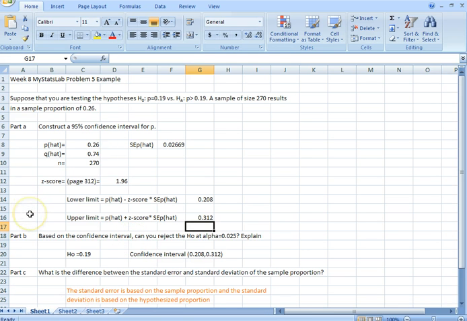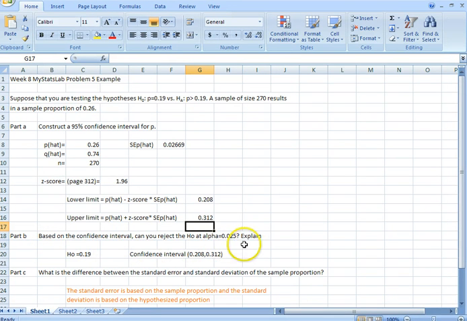Okay, so part B of our problem asks us, based on the confidence interval, can you reject the null hypothesis at an alpha of 0.025 and explain that? Well, confidence intervals and hypothesis tests are built on the same calculations. They have the same assumptions and conditions, and a hypothesis test can be approximated by examining the confidence interval.